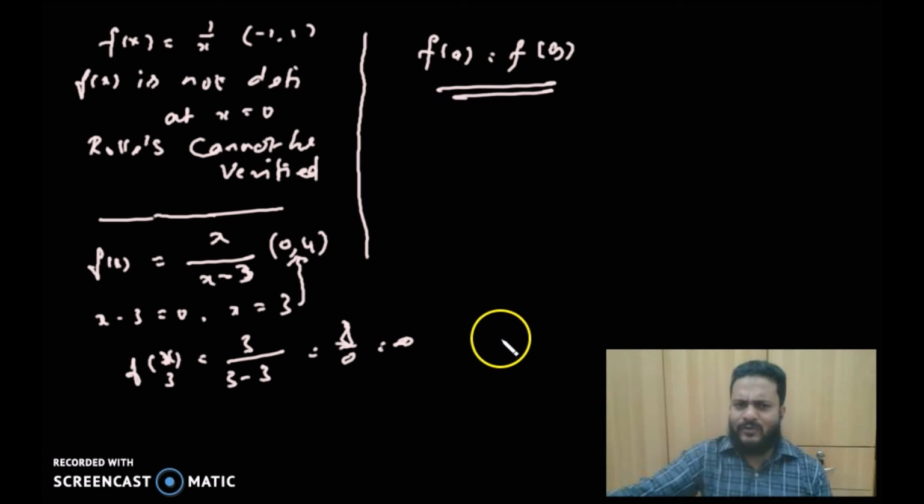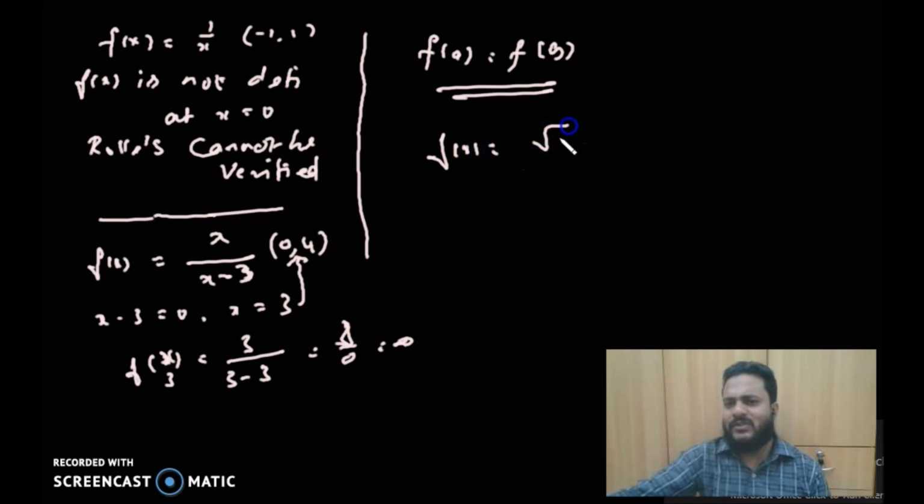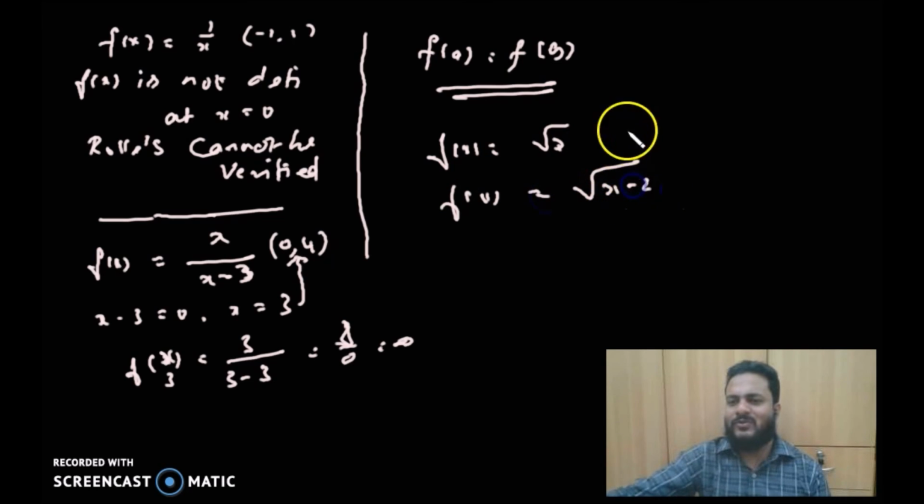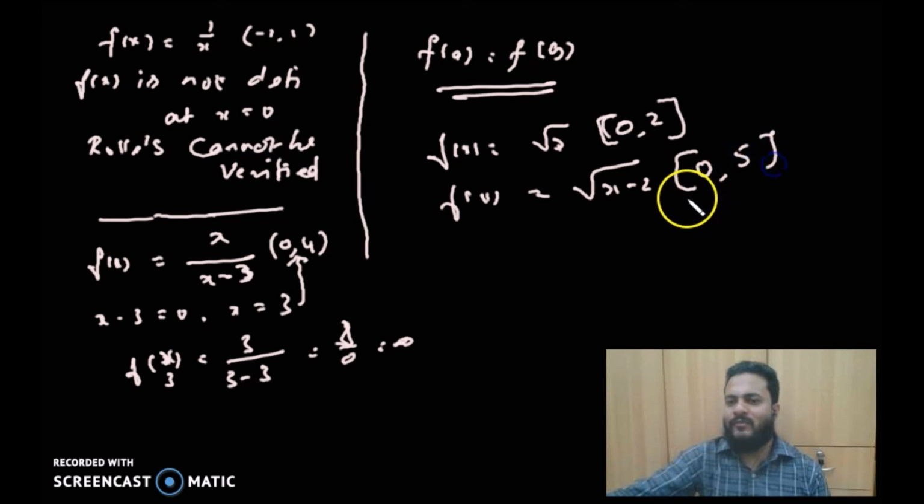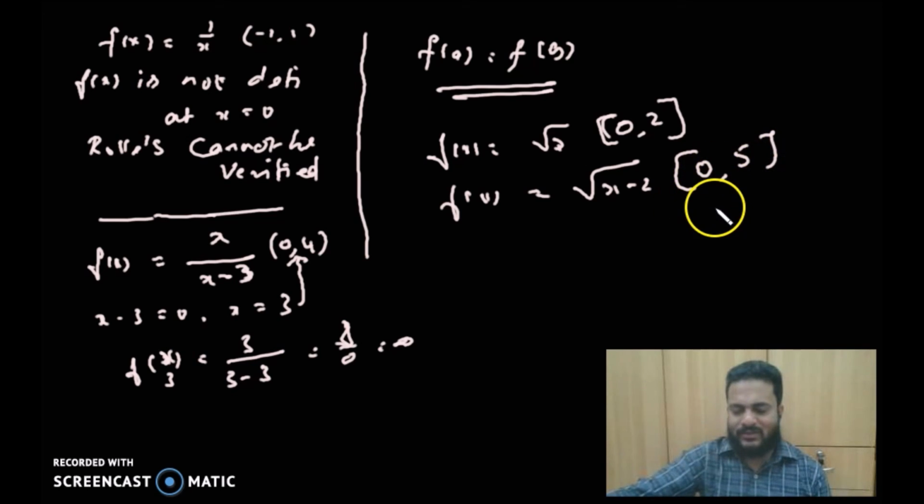And you may go for a few more problems. For example, f of x is equal to square root of x minus 2 with some specified interval, for example the interval 0 comma 2 and the interval 0 comma 5, something like that.